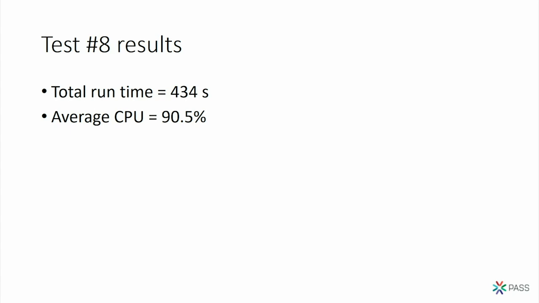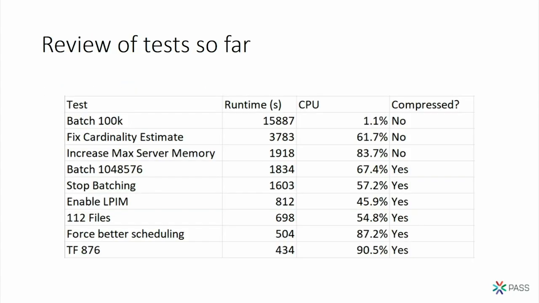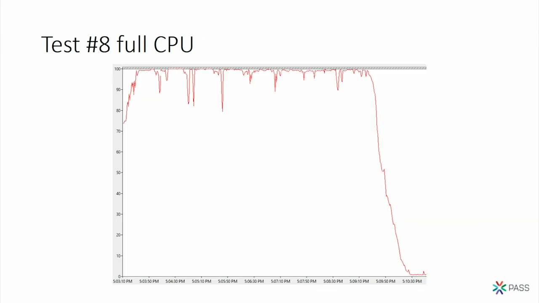I'm getting closer. SQL Server says 90% CPU. Here's what we've done so far. Making progress, right? This feels possible. That CPU graph would be perfect if the workload was fast enough, and it's not. So I'm using too much CPU.